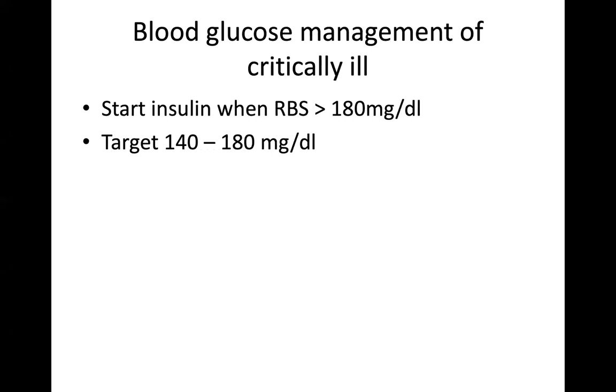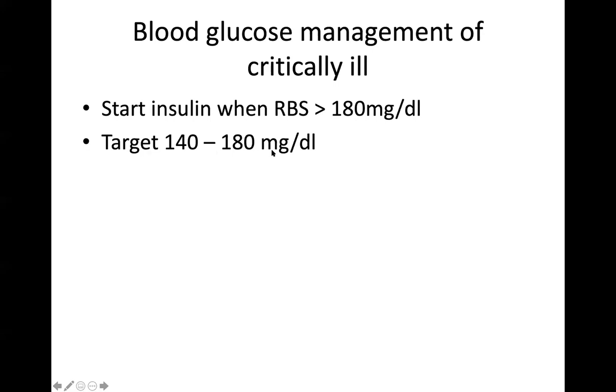Now, that is about the DKA and HHS. What about management of blood sugar in critically ill patients, particularly people who are in ICUs? The people who are in ICUs can have hyperglycemia due to diabetes, or they can also have stress hyperglycemia. People not previously diabetic now having high blood sugar, and also some of them might be on steroids. If their blood glucose is more than 180, we generally recommend starting insulin with a target blood glucose of 140 to 180.